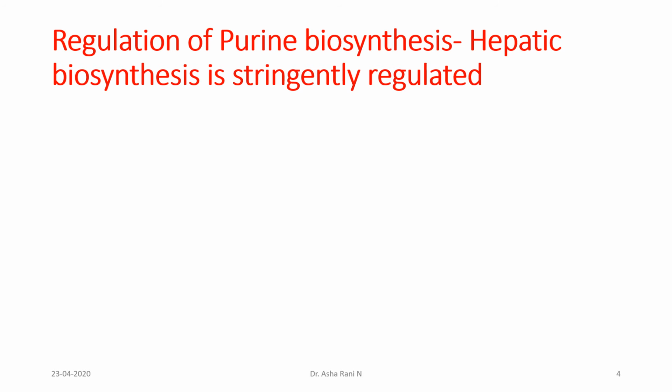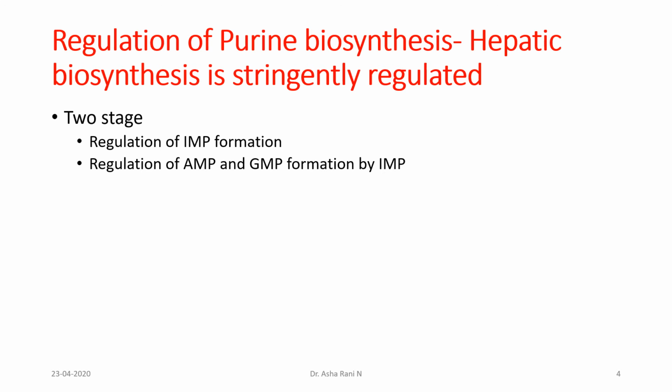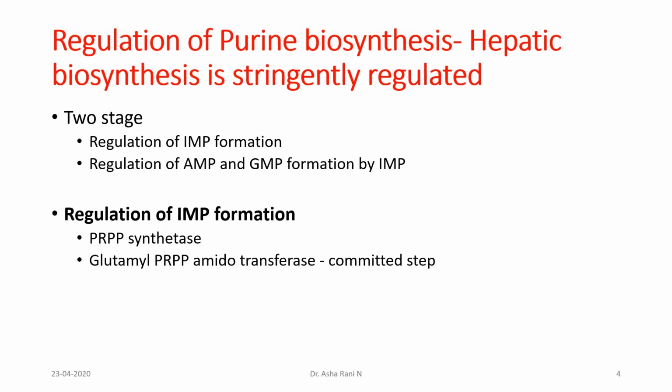Regulation of purine biosynthesis. Hepatic biosynthesis of purine nucleotide is stringently regulated. It is regulated at two stages. The first one is regulation of IMP formation. The second stage is regulation of AMP and GMP formation by IMP. So first we will see the regulation of IMP formation.